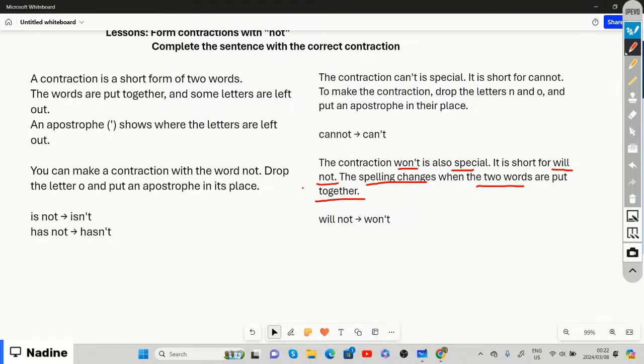And if we look at the negative contraction, we have will not. Then I say, for example, I will not go to school. So I will not go to school. There we have the words will not. And if we change that into won't, then we can say, because now basically the spelling of that word changes.